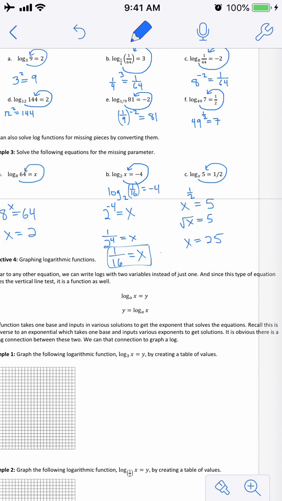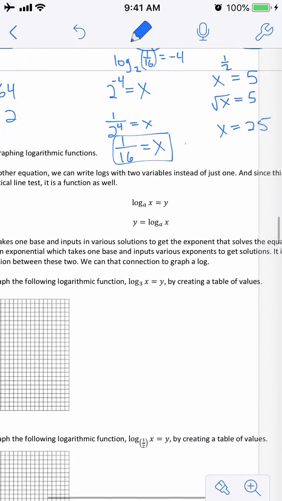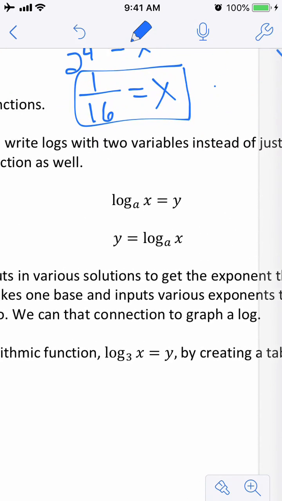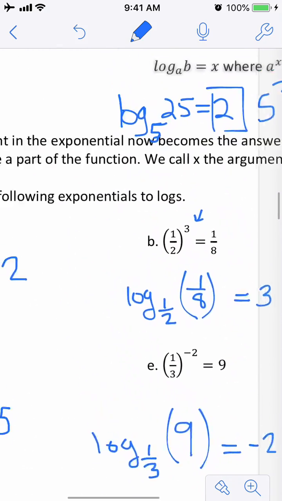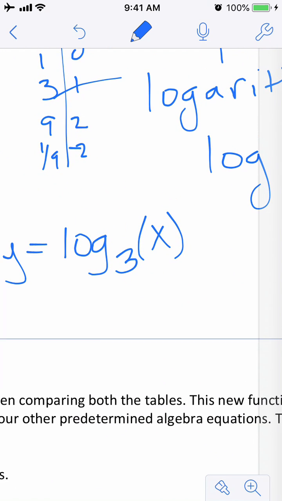Another simple algebra with logs, okay? So converting back and forth between exponentials and logarithms. However, they are equations as well. They're equations. Just like with the very first example we saw, the log 3, this actually equals y. Y equals log 3 of x.